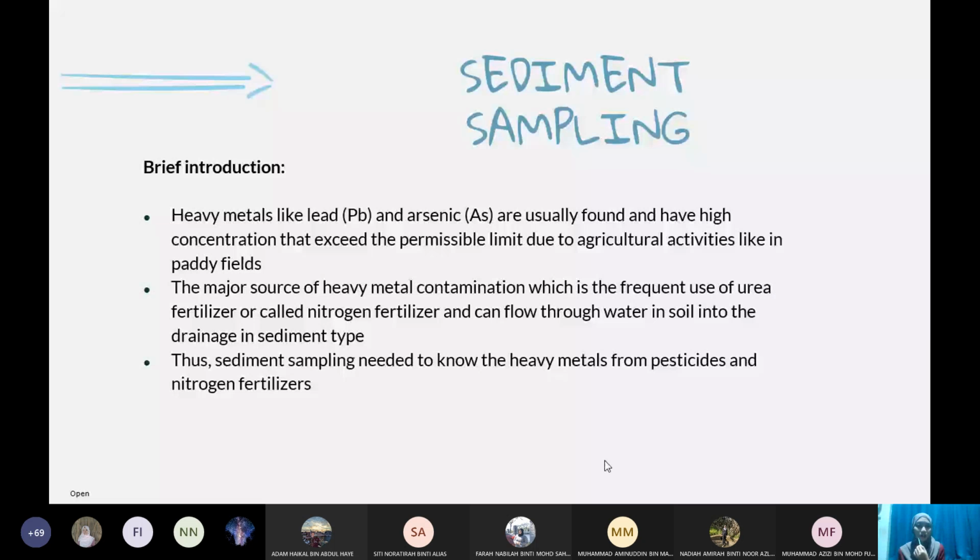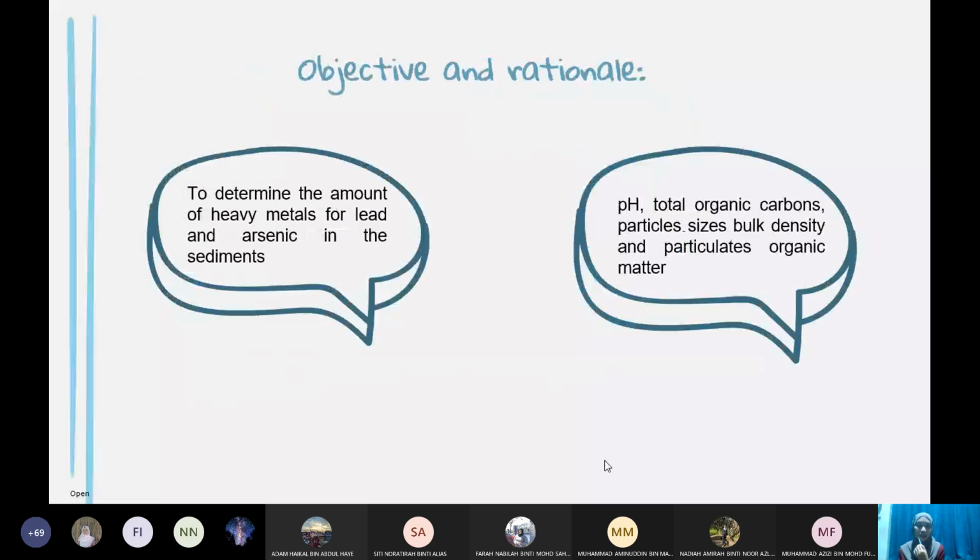Next. For the objective and the rationale, it is to determine the amount of heavy metals, lead and arsenic, in the sediments. The analyses are pH, total organic carbon, particle size, bulk density, and particulate organic matter.